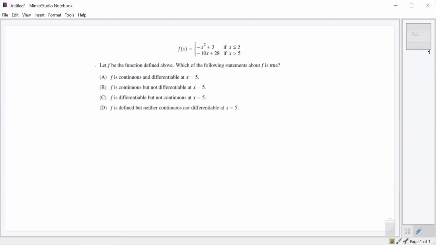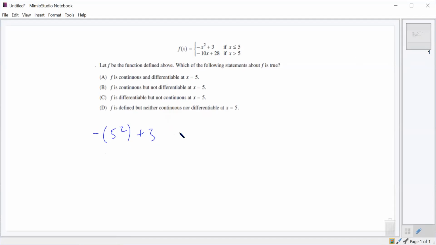All right, so for number 15 here, we got this function. We want to know which is true. Basically, we're looking at continuity and differentiability. So if the function is going to be continuous at 5, we need to plug in 5 to both the left and the right of this and see if it's the same. So negative 5 squared plus 3.